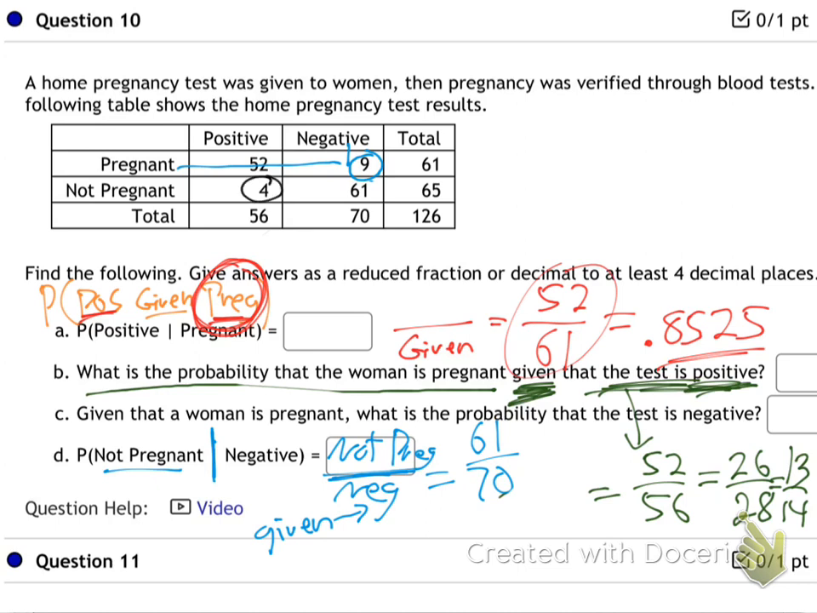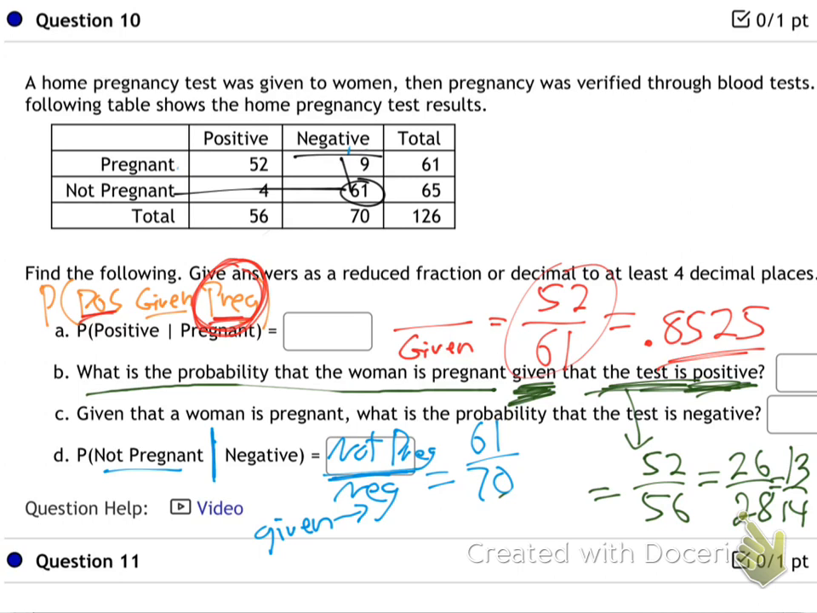How about the 4? What are they? They're not pregnant and tested positive. So it gave them a false positive, didn't it? It said they're pregnant, positive test result, but they're not really. And then here, these 61, they got a negative test result, and they're not pregnant, so that was correct.